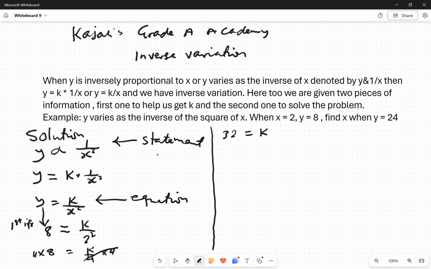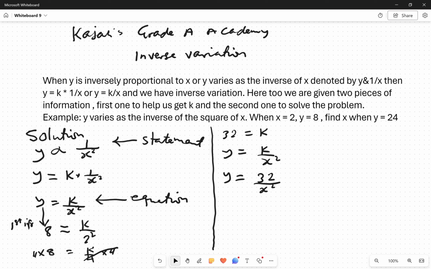So we can write our equation correctly now. Y equals k over x squared. So we write k over x squared, and our k is 32. So y is equal to 32 over x squared. That is the correct equation. Now, let's see the last part of the question. It says find x when y is 24.